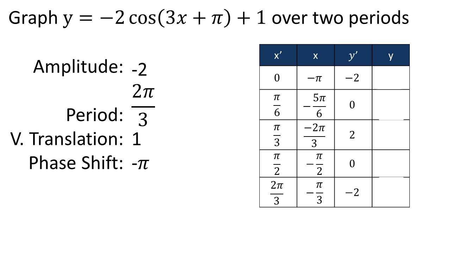Now y. That's where I take y prime and I factor in the vertical translation, which in this case is plus 1. So all I have to do is add 1 to every single number. That's going to give me negative 1, 1, 3, 1, negative 1. So once you have that chart completely filled out, now you can go ahead and draw the graph.